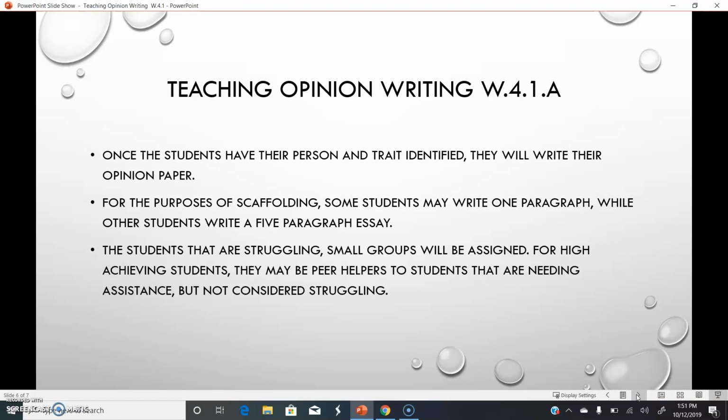Based on their person and their trait, they will begin writing their papers. For the purpose of scaffolding, some of our students may write 1 paragraph, while others will write a 5-paragraph essay. Your student will know what they've been assigned. If the students are struggling, they will be in small groups. As a parent, you can provide one-on-one instructions.